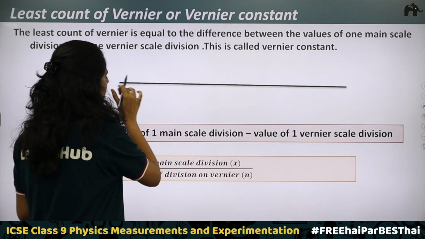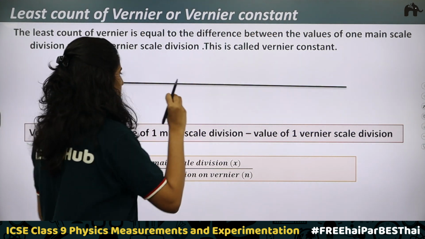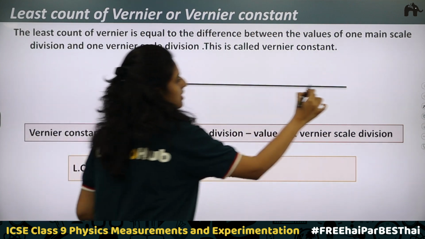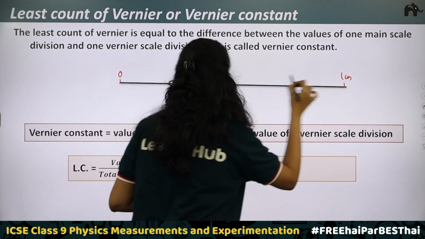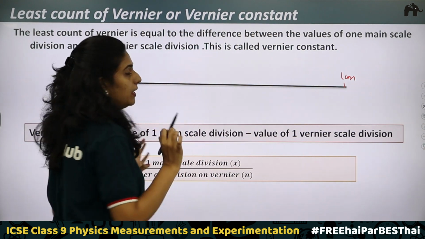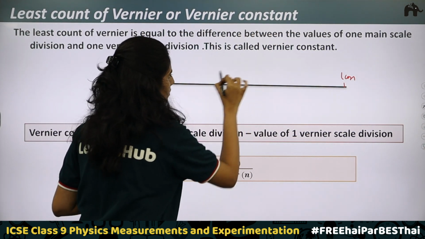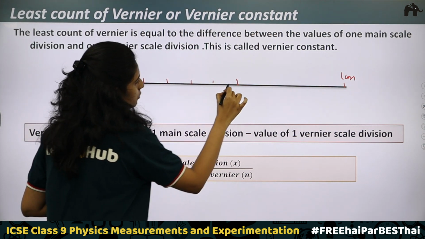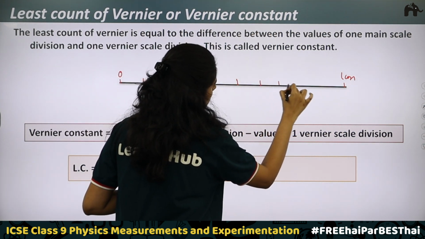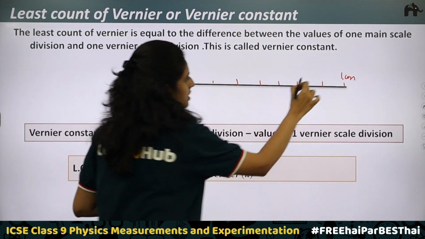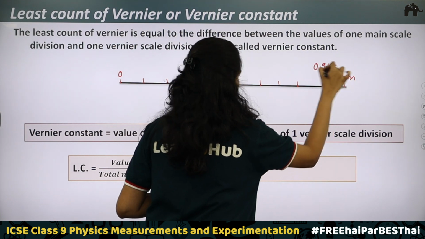Now, we have discussed what a main scale and a vernier scale are. In the main scale, let's take 0 to 1 centimeter. There will be 10 divisions. Here you will have 0.5. This is 0.1, 0.2, 0.3, 0.4, 0.5, 0.6, 0.7, 0.8, 0.9, 1 centimeter. So this is 0.9 centimeter.